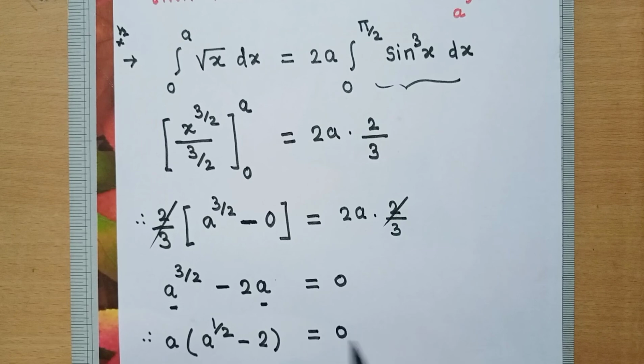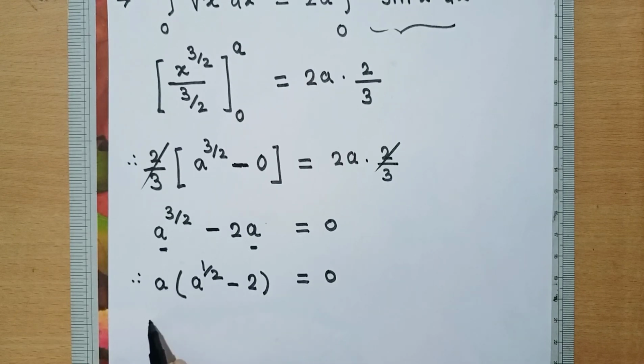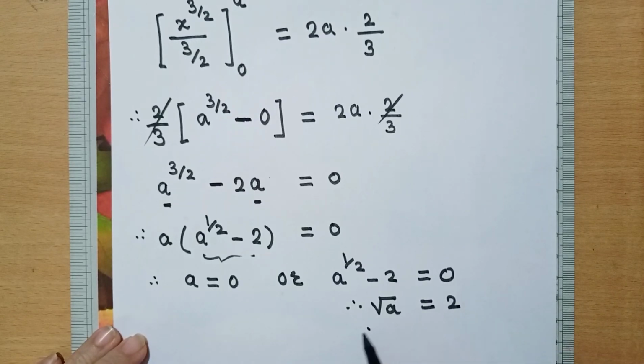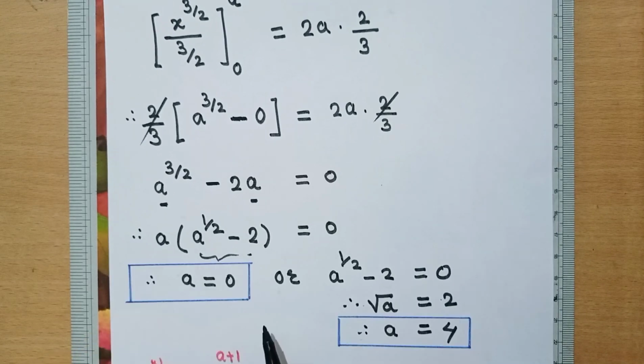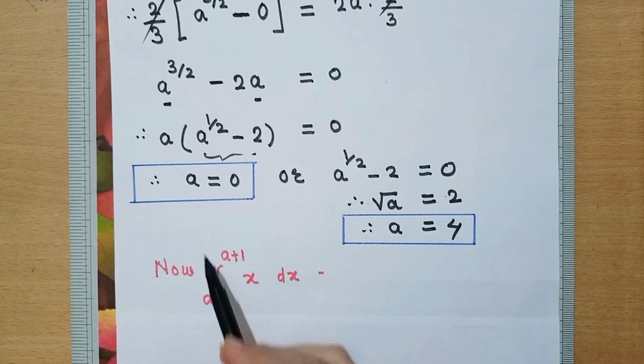What remains now here? A raised to half, and then this is minus, and then this 2, and this is equal to 0. Now the product of two terms equal to 0 means either this first one, a, equal to 0, or this bracket equal to 0, and therefore a raised to half means root a equals 2, move this to that side, and therefore squaring on both sides, 2 square is 4, so a equals 4. And now we have to find out the value of this definite integration.